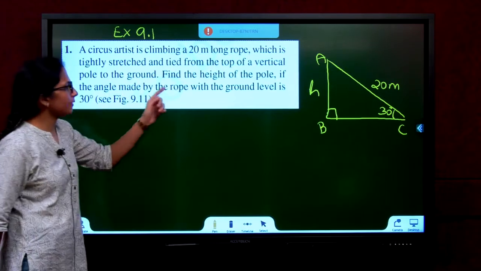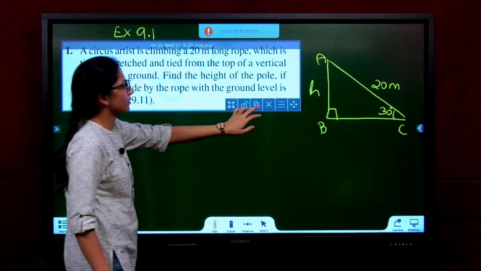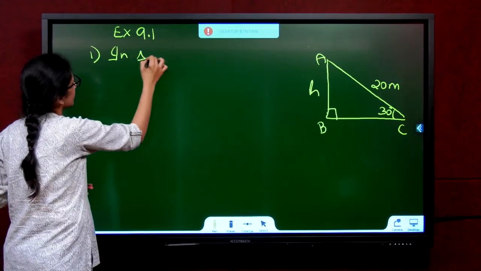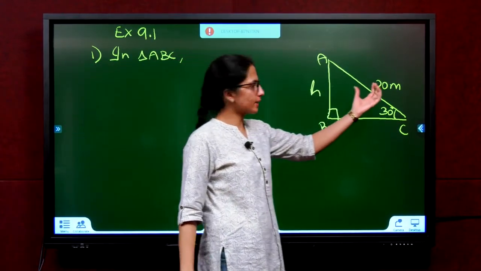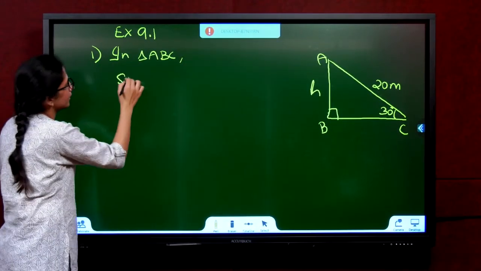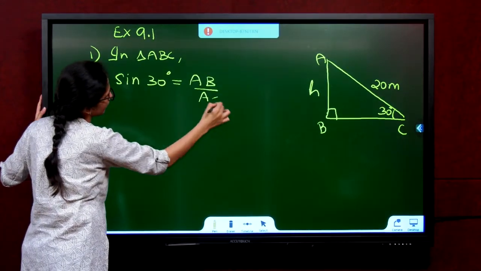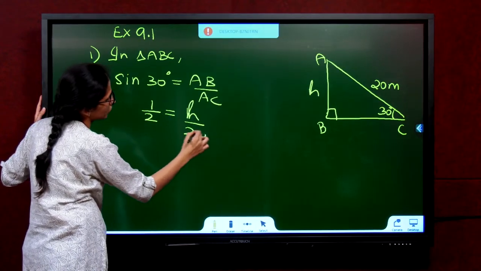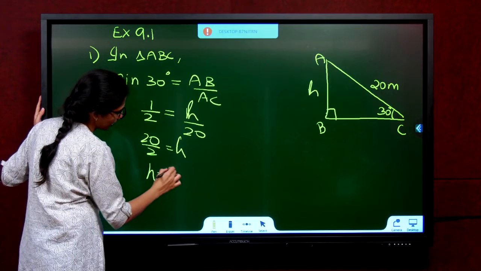If the angle made by the rope with the ground level is 30 degrees, you have to just find h. Very easy question. So, in triangle ABC, which T ratio are you going to take? This is opposite, this is hypotenuse. You have to relate them. So, it's sine. Sine 30 degree is equal to AB by AC. Sine 30 degree is 1 by 2. AB is h. AC is 20. Send the 20 there. 20 by 2 equals h. h is equal to 10 meters.